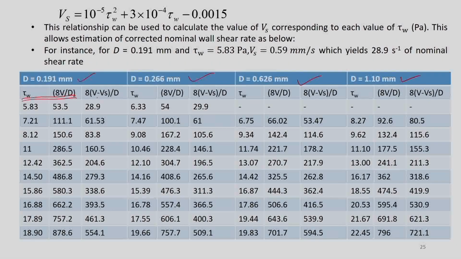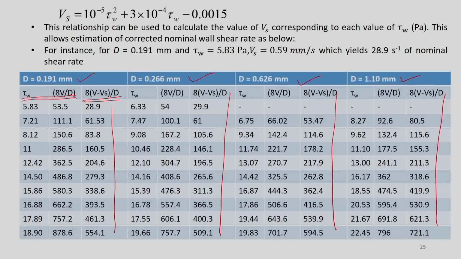Now from V, you subtract this Vs value and then recalculate 8 times V minus Vs by d for each capillary diameter. So then you have this thing, right. For instance, for the first data point when d is equal to 0.191 mm, tau w is 5.83, Vs is 0.59. So 8 times V minus Vs by d would be 28.9 second inverse. See the difference, earlier it was 53.5, now it is 28.9, almost reduced to half.